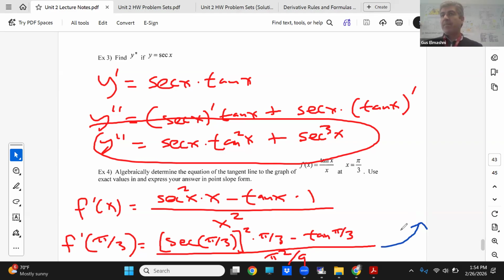Secant pi over 3. Well, I would ask for exact answers anyway. What's secant pi over 3? Cosine pi over 3 is 1/2, so secant is 2. So you end up getting 4 pi over 3. And tangent pi over 3 is going to be root 3. Gosh, that's really nasty.